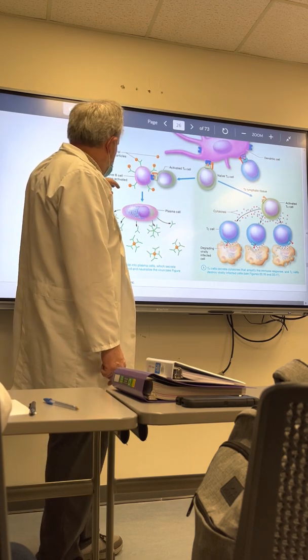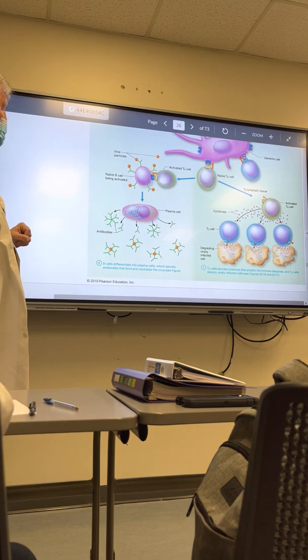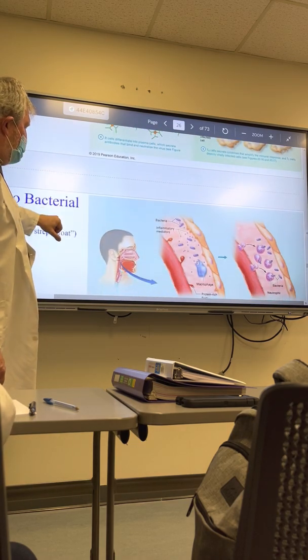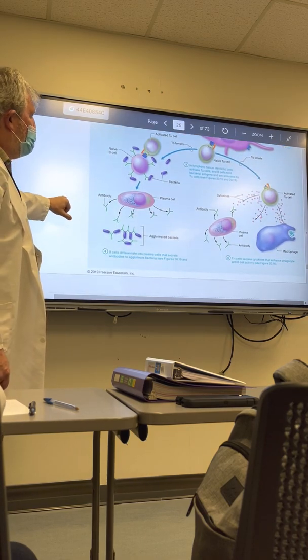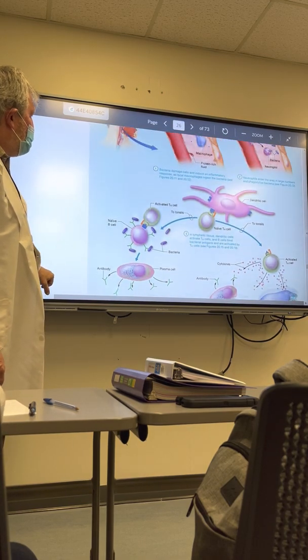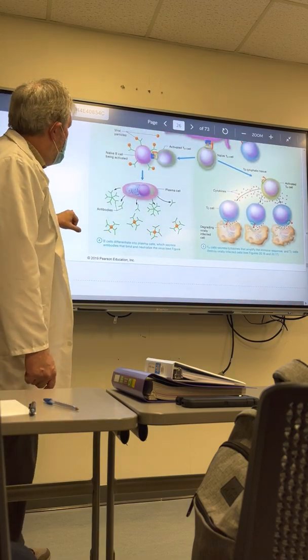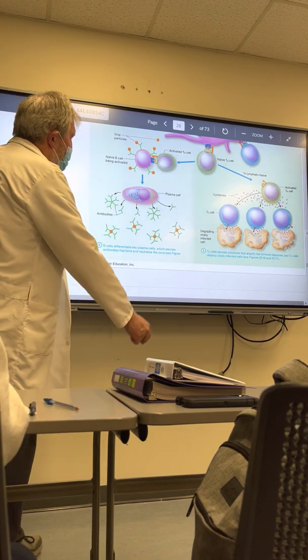As a plasma cell, well, why aren't they showing memory cells here? Will some of these cells become memory cells? The ones that stay behind? Yeah, I don't know why they're not showing that here, but some will stay behind and become memory cells. But the rest of them here are becoming plasma cells, producing antibodies that are surrounding it.